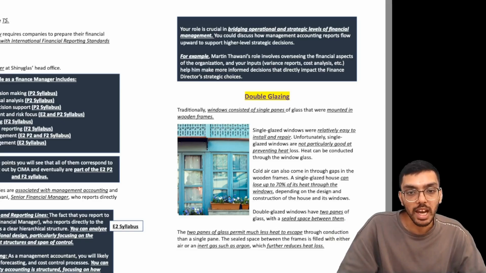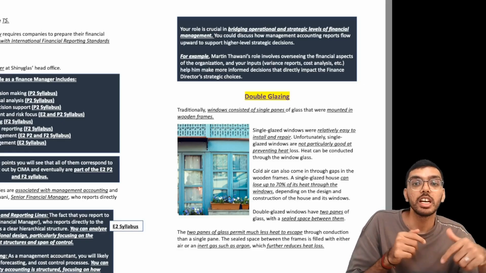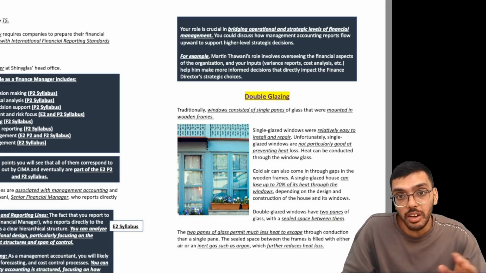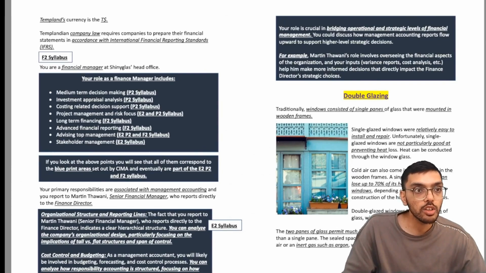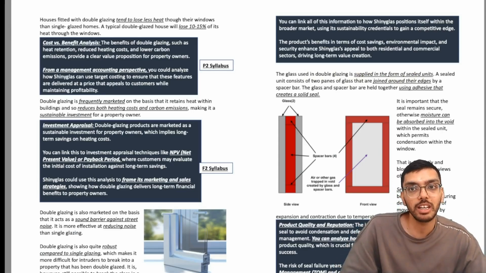The two panes of glass permit much less heat to escape through conduction than a single pane. The sealed space between the frames is filled with either air or an inert gas such as argon, which further reduces the heat loss. There are two glasses. Between them, there will be a small area. It's sometimes filled with air, sometimes filled with inert gas such as argon, which further reduces heat loss. So this was a new innovation that led to a lot of change or movement in the market because of how significant it was.